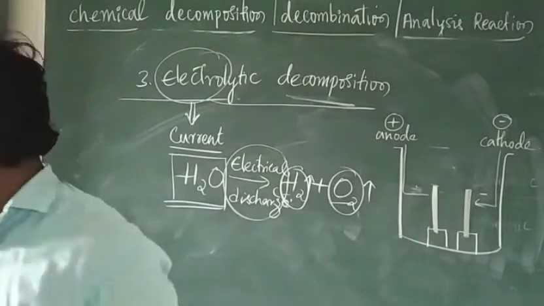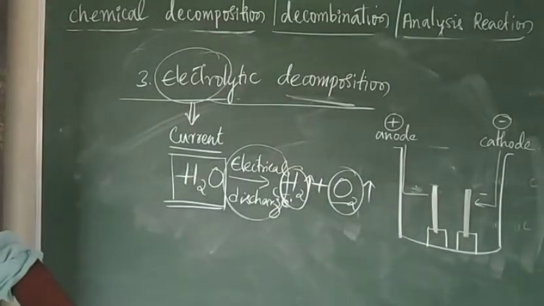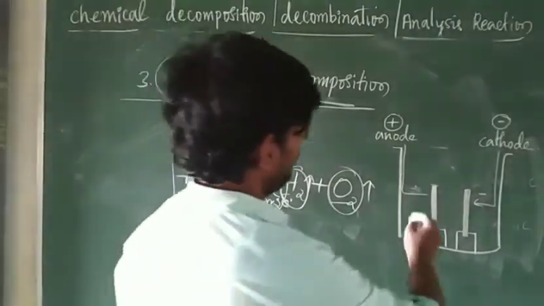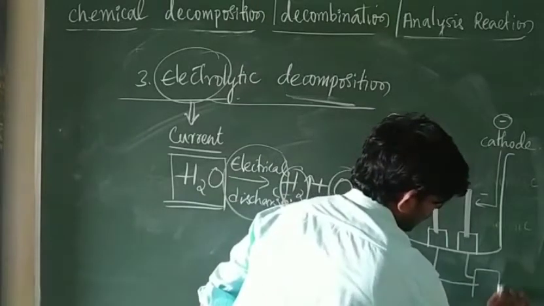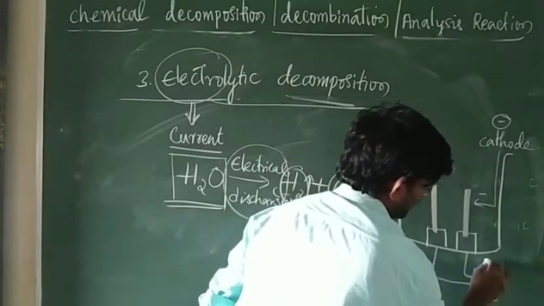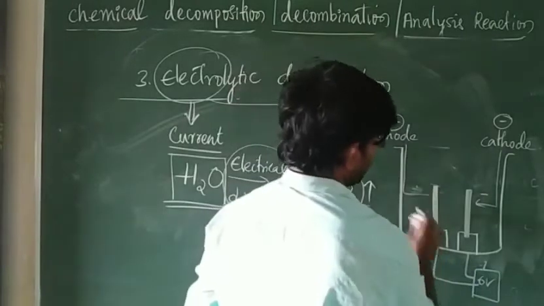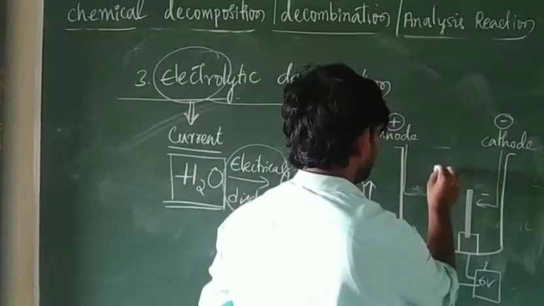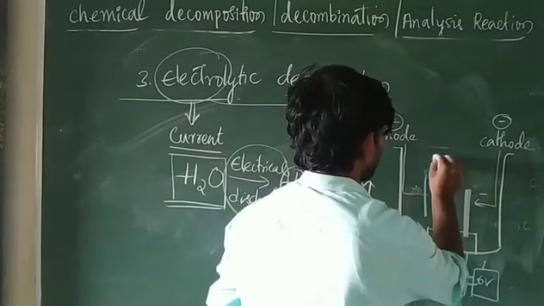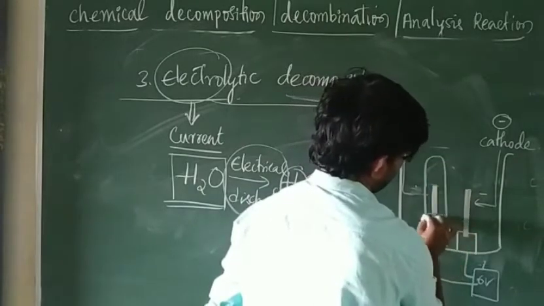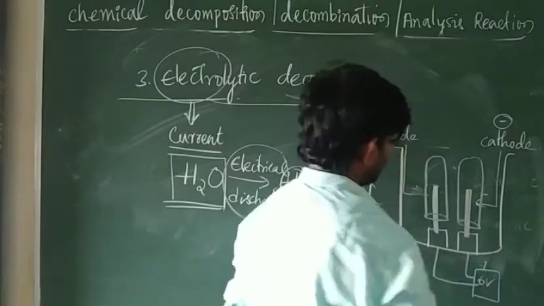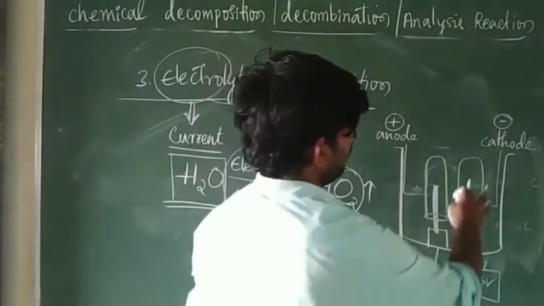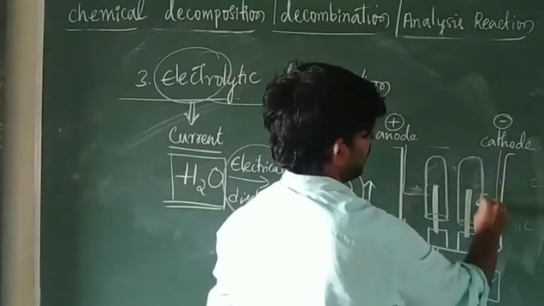Now these two are connected to a battery, a 6 volt battery. When they switch on the battery, current passes through. Here there will be a test tube. Why? Because they are gases, we can collect them by keeping the glass tubes and test tubes in an inverted manner.